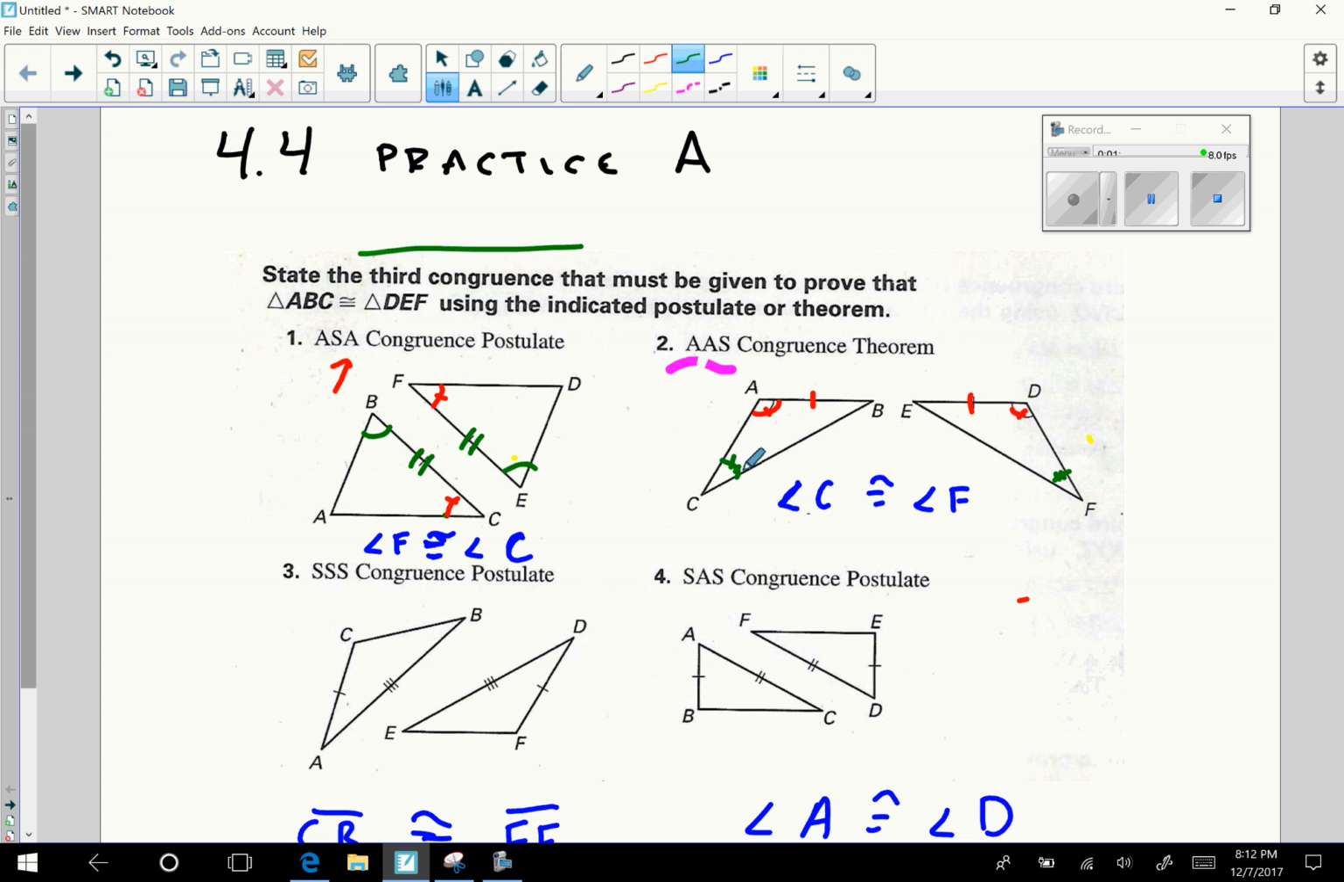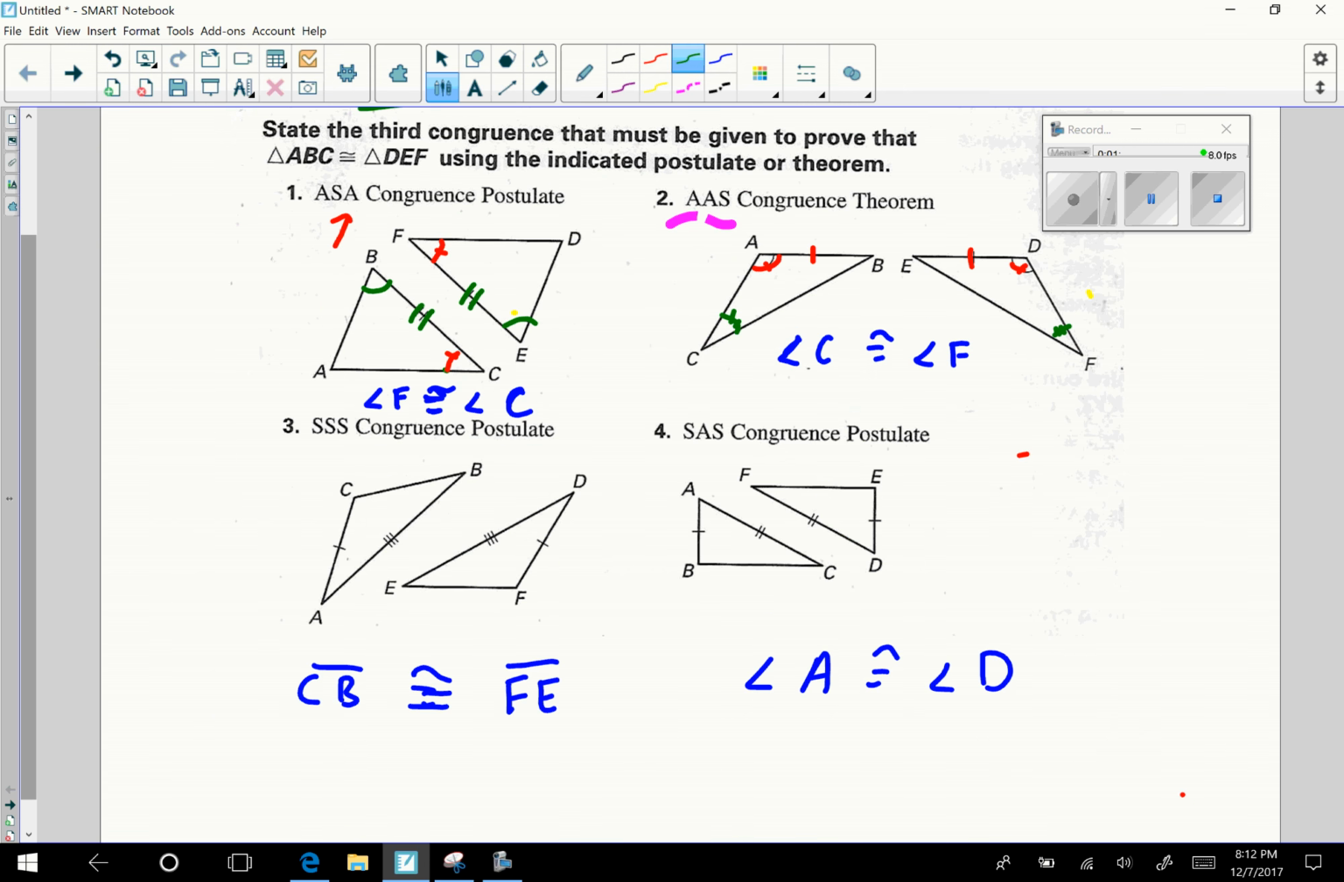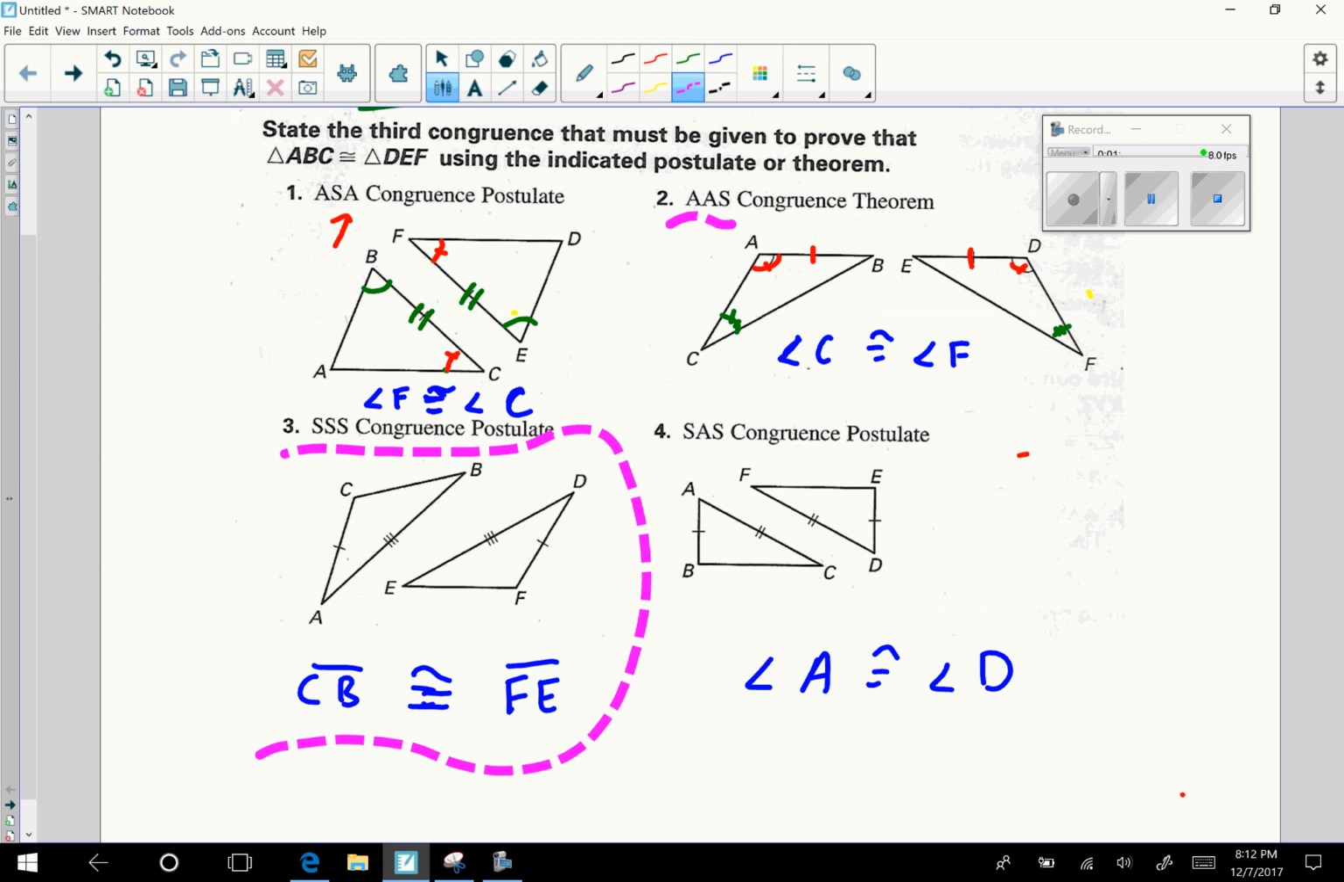In like manner, well, not in like manner, but an easy peasy problem is number three. I'm going to use side, side, side. So it's fairly clear that CB is going to be congruent to FE.